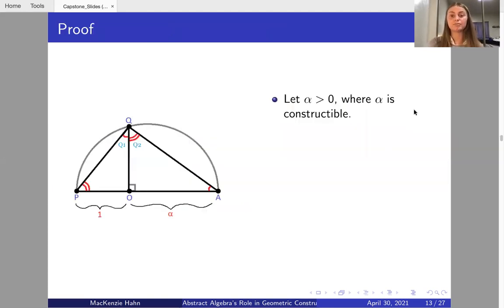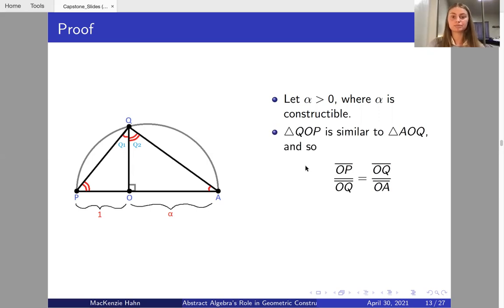So we're going to let alpha be positive and constructible. And so we are going to construct a line segment OA with a length of alpha. We can construct PA, which is equal to PO plus OA, and PO is going to have the length of 1. We know that we can bisect a given line segment, so we can bisect PA, and using the midpoint of PA, we can construct a circle with diameter PA. And from that, we can construct a perpendicular line to PA through the point O that intersects the circle at the point Q.